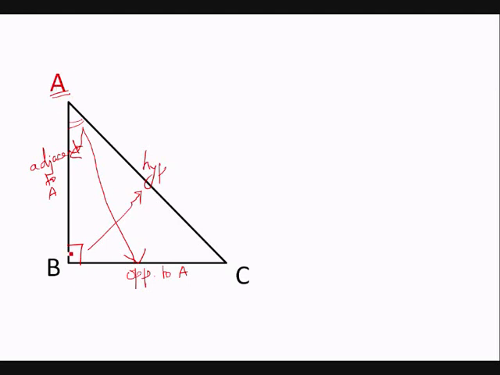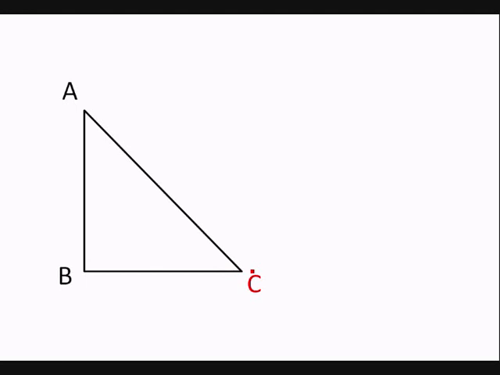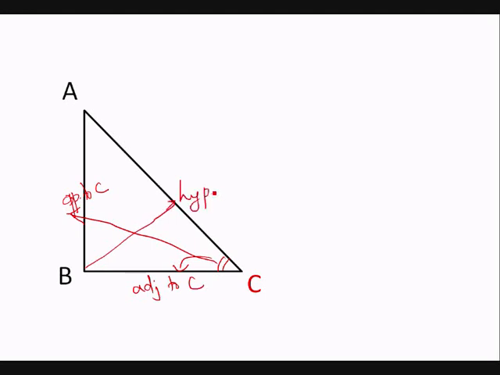This angle should not be the 90 degree. This angle should be either A or C. We can also see what happens if C is considered. If C is considered, then this side becomes opposite to angle C because this is just opposite to the angle C, and this side becomes adjacent to angle C. And this is always hypotenuse opposite to the 90 degrees of the triangle.